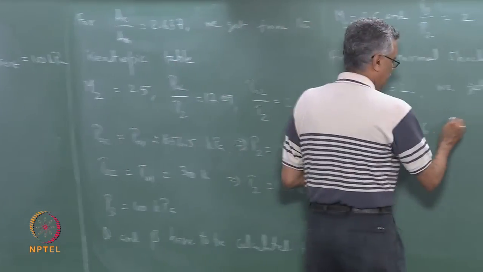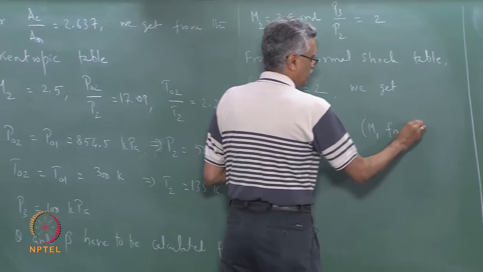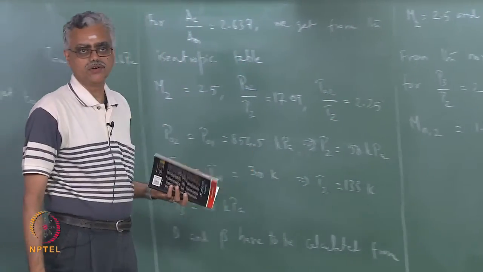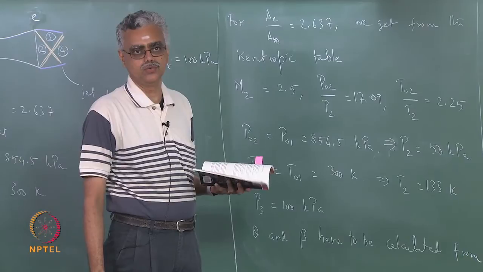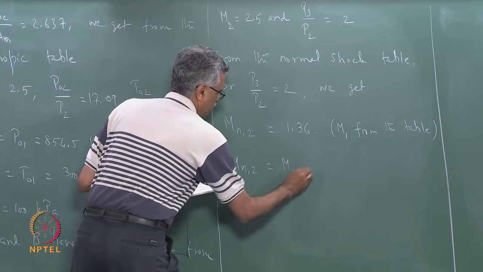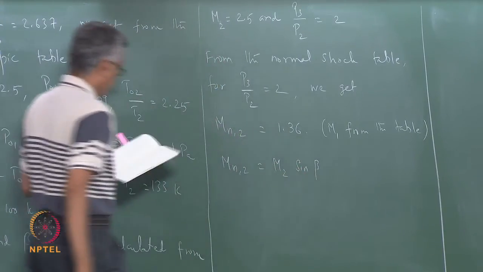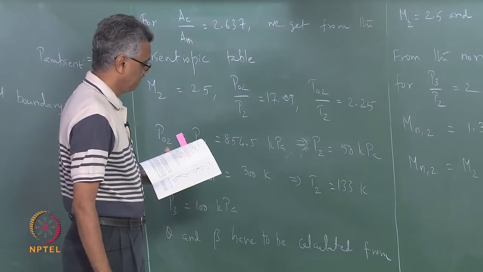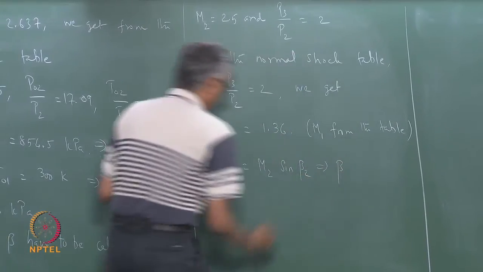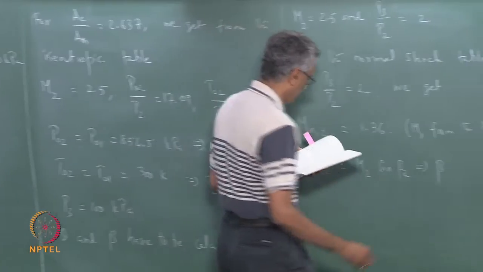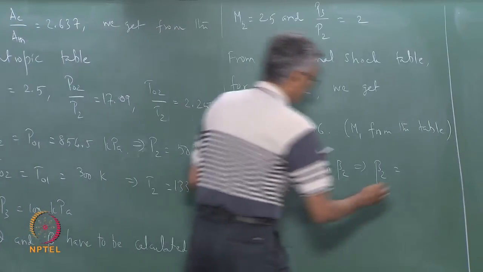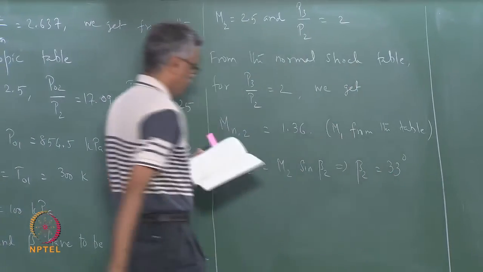Just to make things clear, let me write it like this: M1 from the normal shock table, but in the oblique shock wave context we have to label this as MN2. And you know that MN2 is equal to M2 sin beta, let us call this M2 sin beta 2 just to be consistent. So this implies that beta 2 is equal to 33 degrees. So we have obtained beta 2 now.